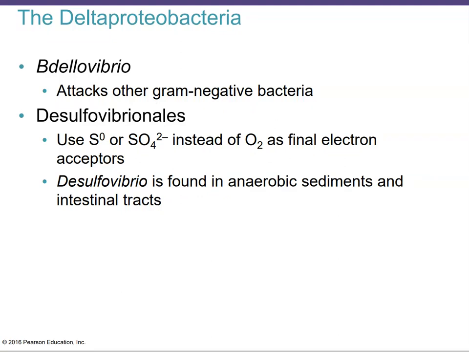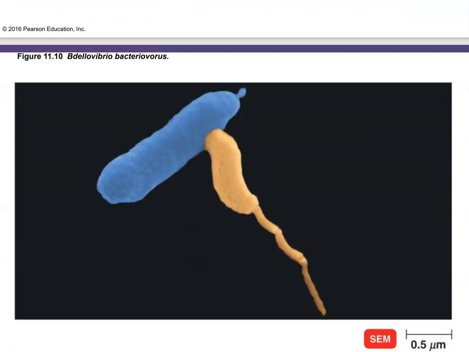There we have a couple of exotics, Bdellovibrio. That one is sort of parasitic to other bacteria, so it attacks other gram-negative bacteria. And then the Desulfovibrio. These Desulfovibrio are found in anaerobic sediments, intestinal tract. You will not hear about them again.